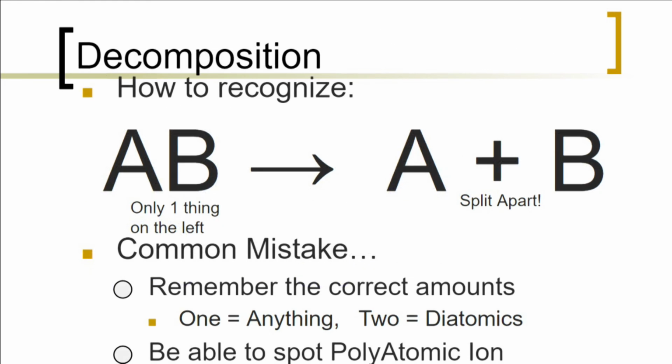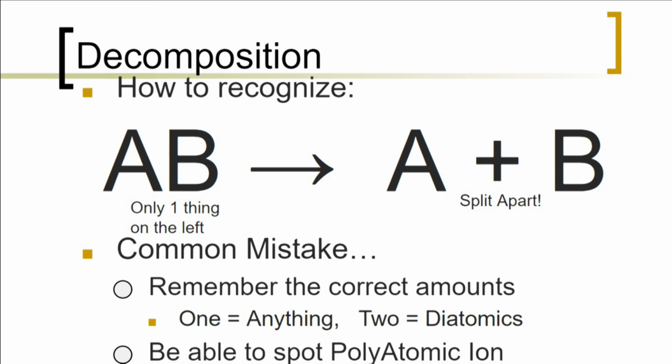On the next slide, we're going to look at decomposition. So decomposition is the opposite of a synthesis reaction. And you know that you have a decomposition if you're only given one thing on the reactant side, or on the left. Basically, what you want to do is separate the A and the B because they split apart.